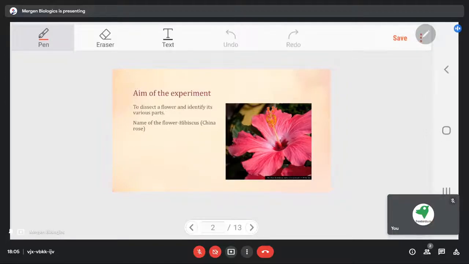Now what do you mean by bisexual? Bisexual means this particular flower has both androecium and gynoecium in it. That is, we can get both the male part and female part in the same flower. It is also known as a perfect flower because it has both the female and male part in one flower itself.